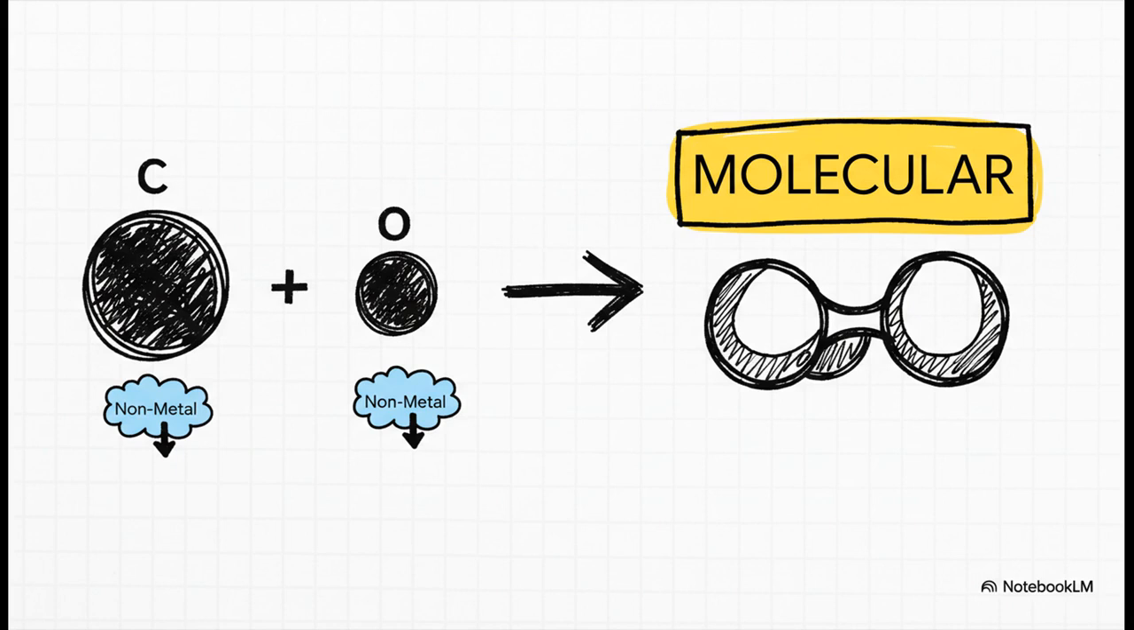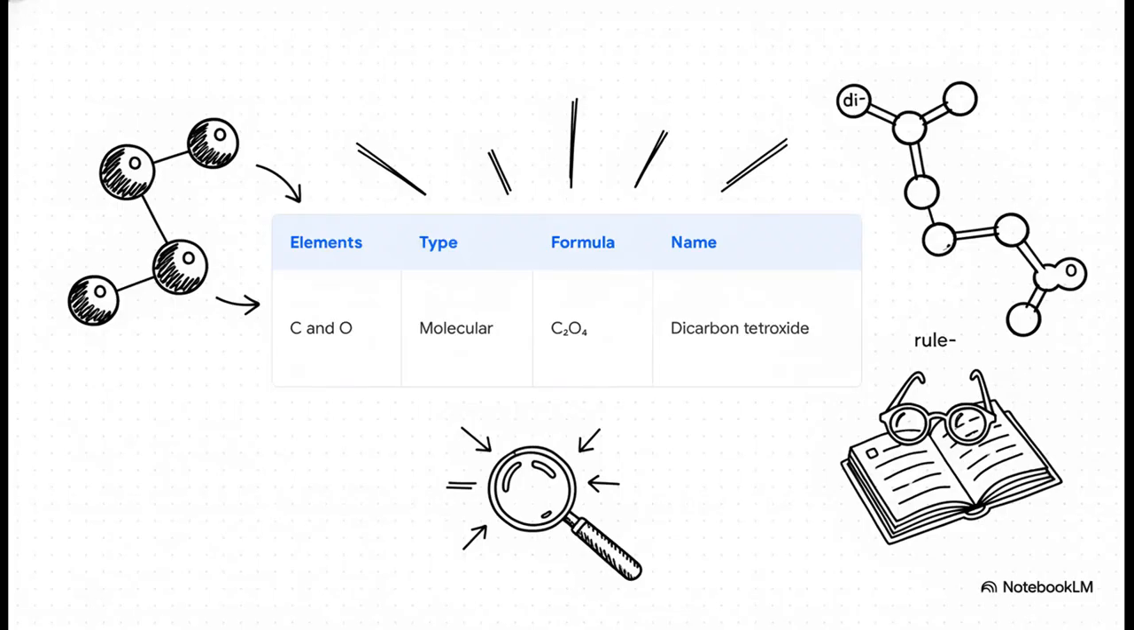Okay, let's follow our steps. Step 1, identify. Carbon is a nonmetal, and so is oxygen. Step 2, classify. Well, 2 nonmetals together means this compound is molecular. And what's the rule for team molecular? We have to use prefixes. And here we can see that rule in action. If the formula is C2O4, the 2 for carbon becomes the prefix di, and the 4 for oxygen becomes tetra. Slap them together and you get dicarbon tetroxide. See? The formula literally spells the name out for you.